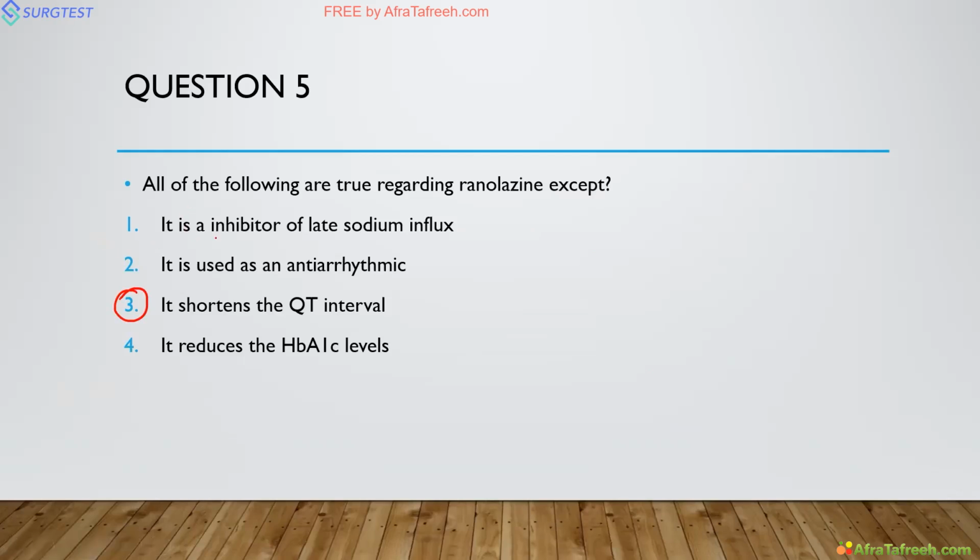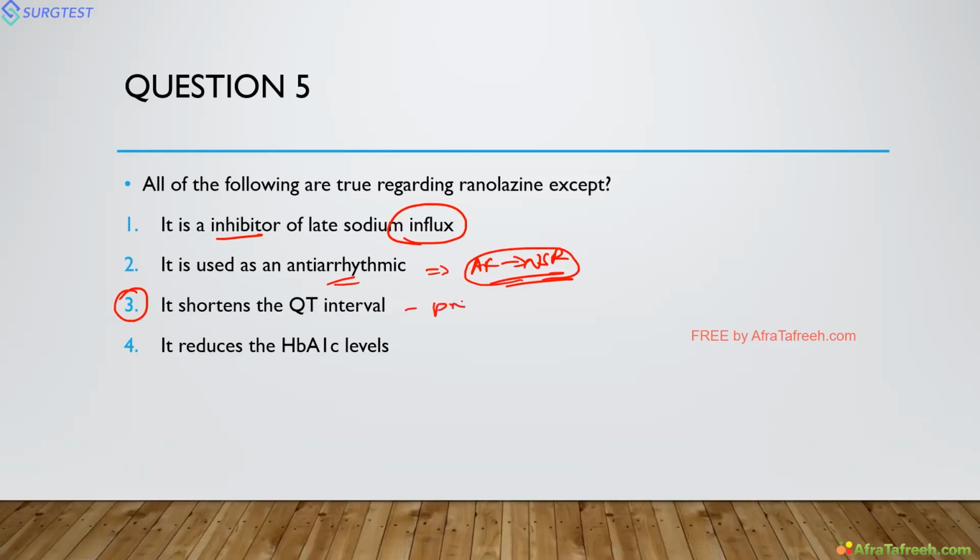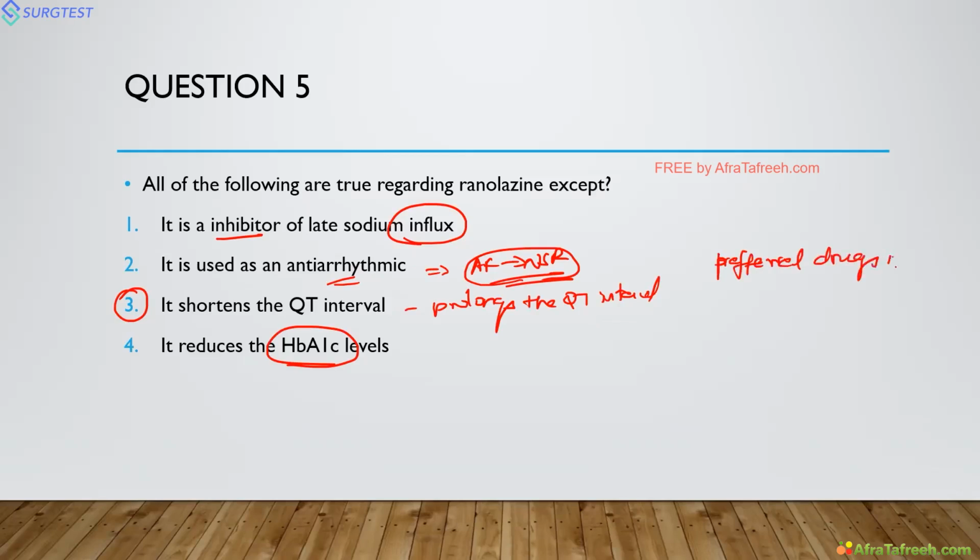Mainly, for ranolazine, all the options are relevant. It's a teaching MCQ. It is an inhibitor of late sodium influx. Next, it is sometimes used as an antiarrhythmic for conversion of AF to normal sinus rhythm. So it is included as an antiarrhythmic drug also. Actually, it prolongs the QT interval. Another mechanism of action is that it reduces HbA1c levels. So it is the preferred drug in diabetes patients with CAD, because it reduces the HbA1c levels.